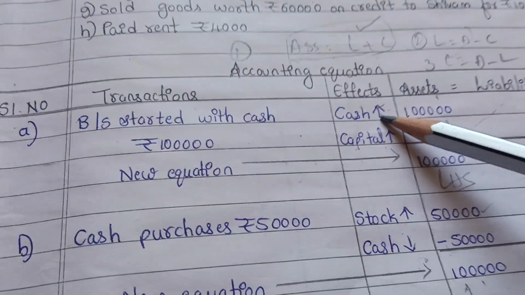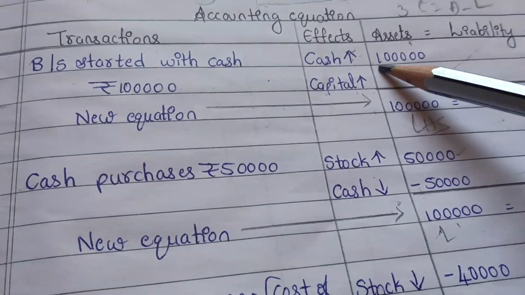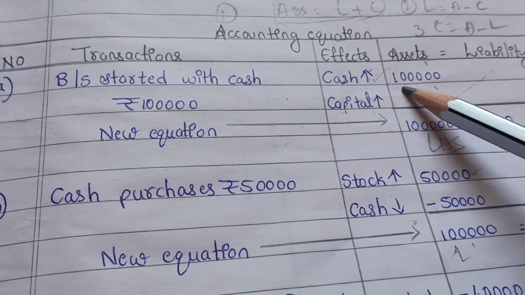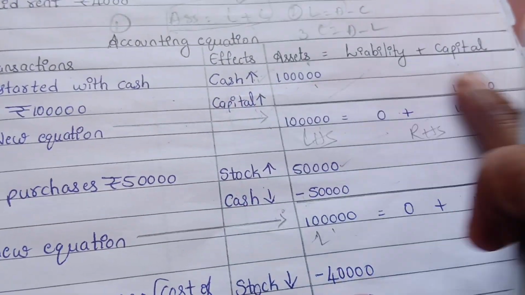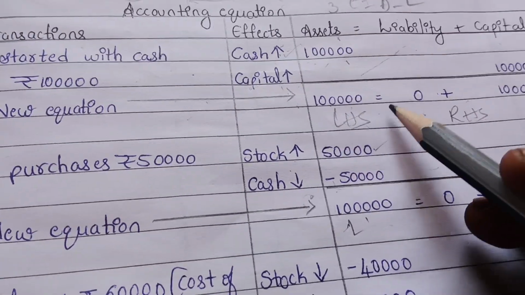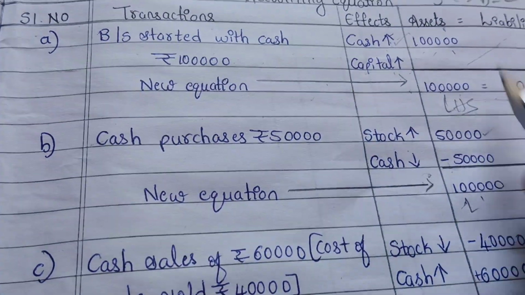That cash is called capital. So increase in cash, increase in capital. Cash is an asset, so show under assets 1 lakh. Similarly, for capital, show 1 lakh. Now close the first transaction. Bring the total: 1 lakh is equal to liabilities, which is 0 so far, plus 1 lakh. So this is your new accounting equation.